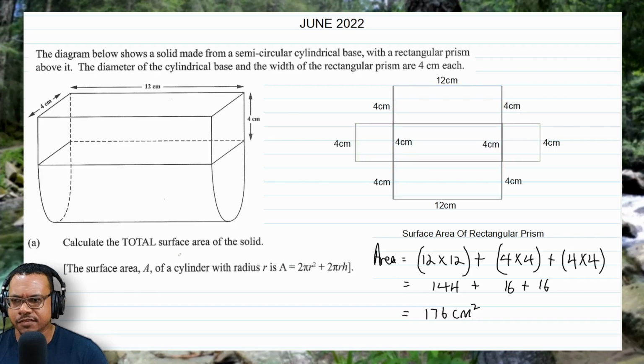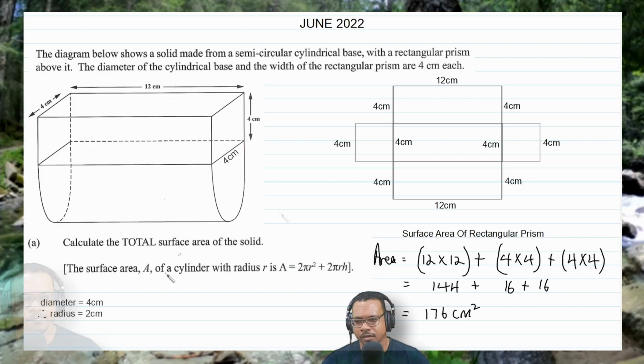Now this is just the surface area of the rectangular prism. Now for the surface area of the semi-cylinder, remember we're going to use this formula here. We know the diameter is 4 centimeters, so we know the radius is going to be 2 centimeters. I just put this here to show you that the diameter here is 4 centimeters, and therefore my radius here is 2 centimeters. Now the height for the cylinder would be this length here, which will be the length of the rectangle, which is 12 centimeters. So I put this 12 centimeters here, so this will represent the height of the semi-cylinder.